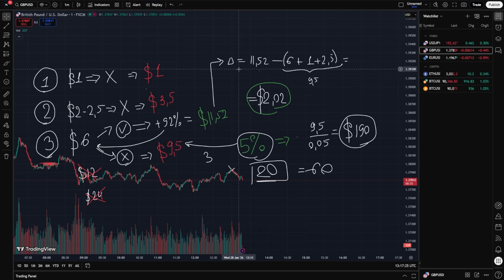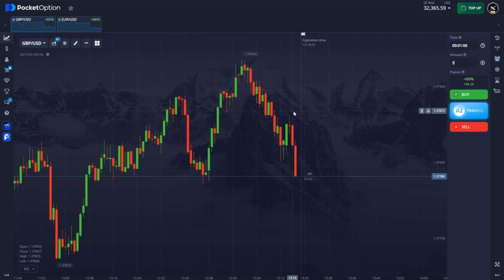Now let's move on to the actual trading. Let me set the deposit amount. Let's set it to $50, and let's say we open a sell trade here. There we go. Our first minute has started. Let's wait for the result.